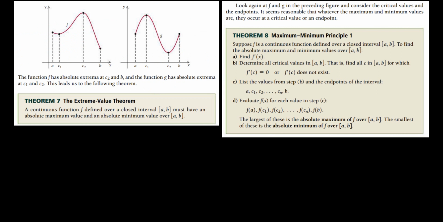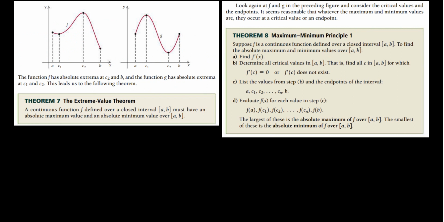And now we're going to have an algorithm, sort of, to figure out these maximums and minimums. Now notice it says maximum-minimum principle 1. Well, obviously that means there's going to be more than one principle, and there are going to be two, but the second principle we are pretty familiar with already.